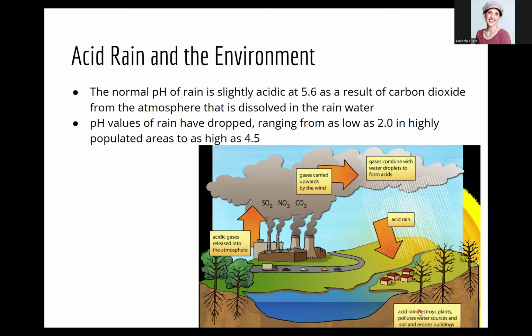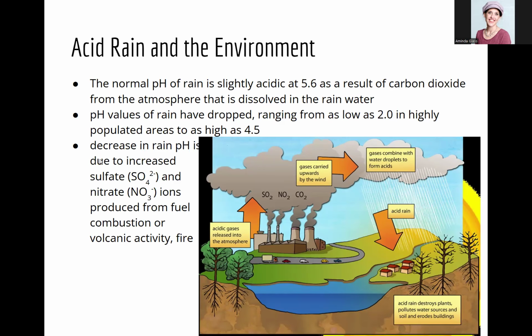Acid rain can also erode stone, and so buildings and statues sustain damage from the acid rain. The decrease in the rain pH is primarily due to the increased sulfate and nitrate ions produced from fuel combustion or volcanic activity or fires. So wildfires and volcanic activity are things that occur naturally sometimes if we have a lightning strike.